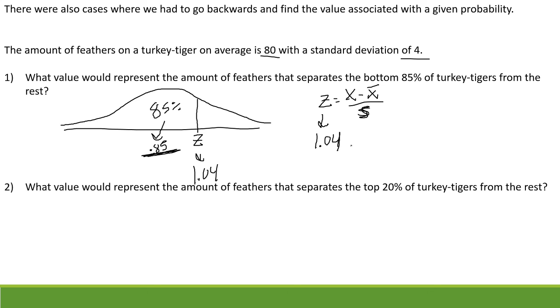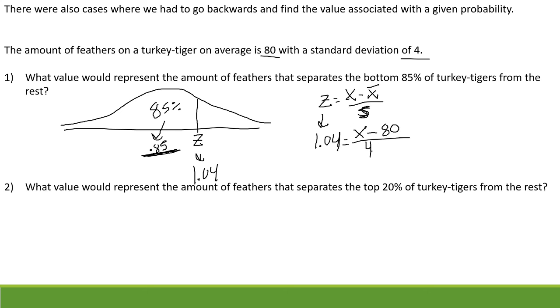But that's not the amount of feathers. It's not like 1.04 feathers. That's just the z-score. I want to figure out how many feathers that represents. So that's why I'm going to use this formula here. I want to figure out what's the value, the x, that goes with that z-score. Well, I know that the average, which is what x bar is, is 80. I know that the deviation is 4. And like I said, I just figured out my z-score from the table.